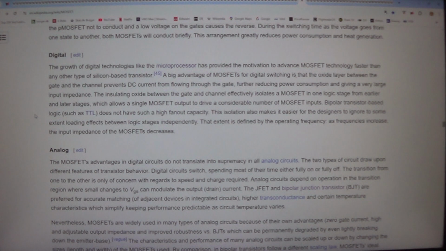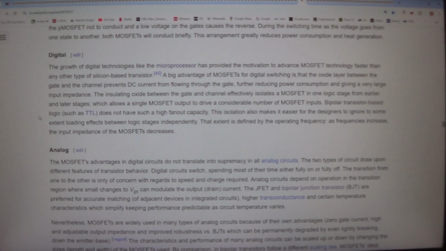Digital. The growth of digital technologies like the microprocessor has provided the motivation to advance MOSFET technology faster than any other type of silicon-based transistor. A big advantage of MOSFETs for digital switching is that the oxide layer between the gate and the channel prevents DC current from flowing through the gate, further reducing power consumption and giving a very large input impedance. The insulating oxide between the gate and channel effectively isolates a MOSFET in one logic stage from earlier and later stages, which allows a single MOSFET output to drive a considerable number of MOSFET inputs.